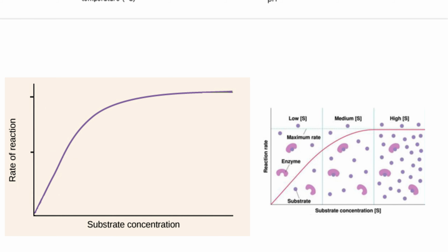So substrate concentration, generally, as we increase the amount of substrate we have, it will increase the rate of reaction until saturation. At that point, we're going to experience a plateau in the rate of reaction because it doesn't matter how much more substrate we put, all of the enzymes are actually full.